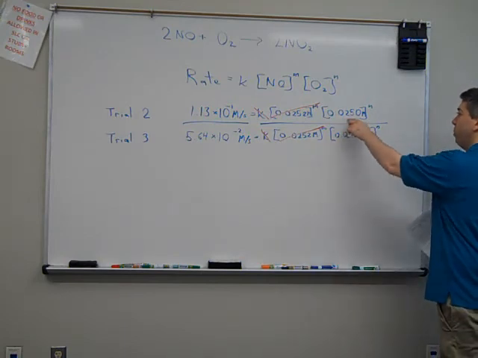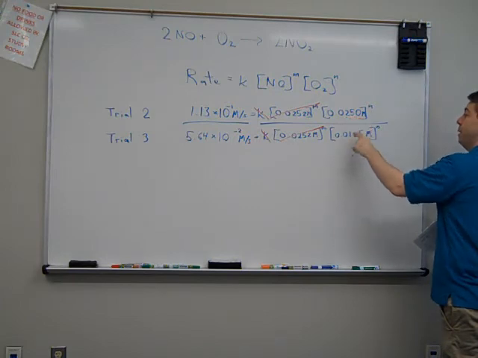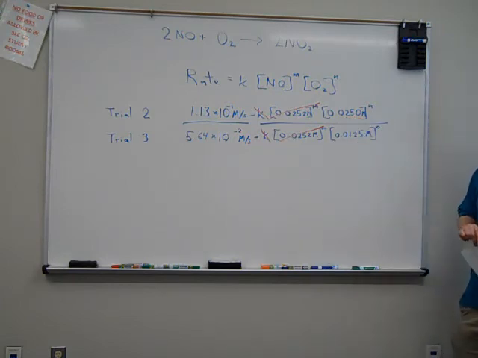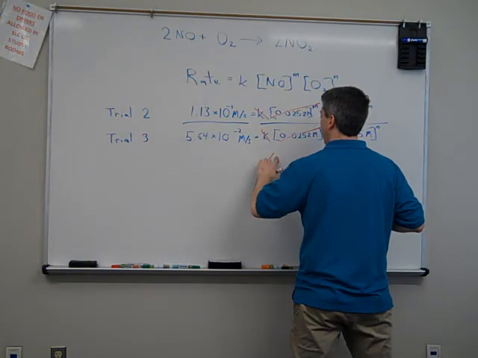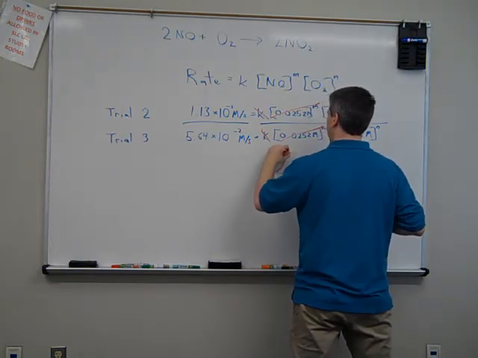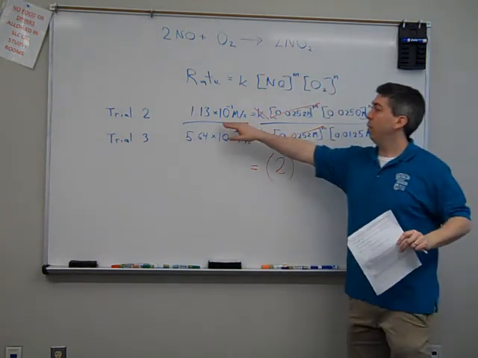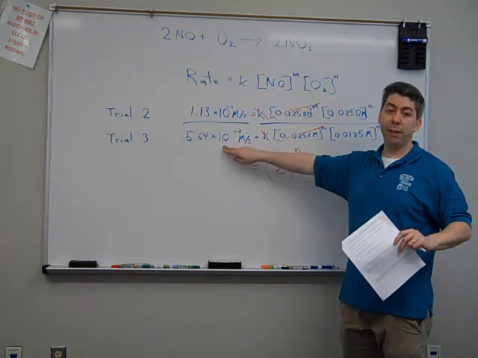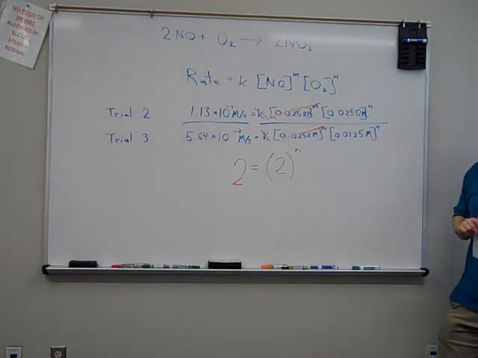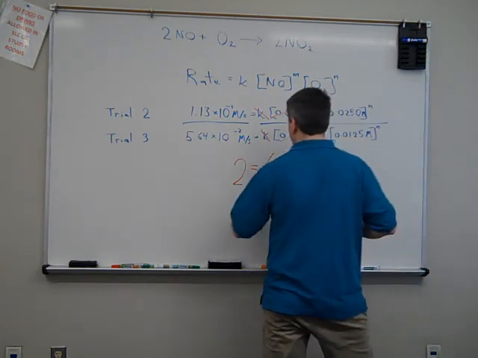So that gives me 0.0250 to the N over 0.0125 to the N. And if I divide this by this, what do I get? 2. Then I can pull the exponent out, so this is basically going to be 2 to the N power. And on this side, I take 1.13 times 10 to the negative first, divided by this, and what does that give me? 2, right? So 2 to what power gives you 2? 1. So N is equal to 1.